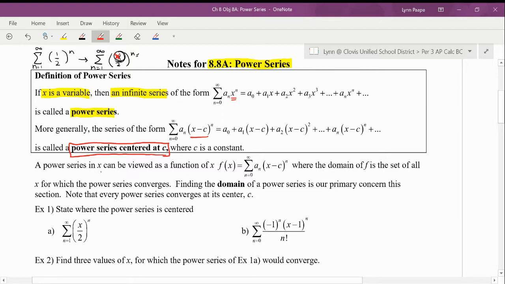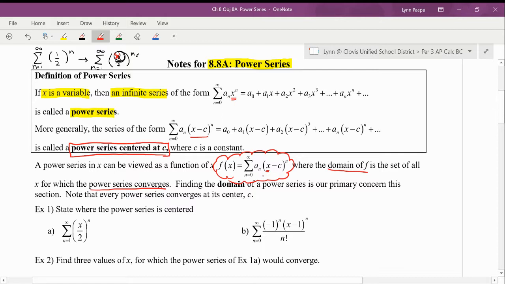A power series in x can be viewed as a function of x, a different way to write a function. So our function of x is equal to this infinite series with a variable term in it, hence a power series. The domain of our function, and this piece is important because we're going to reference it often, is the values of x for which the power series converges. So the domain is whatever I can let x equal in order to have a converging power series.